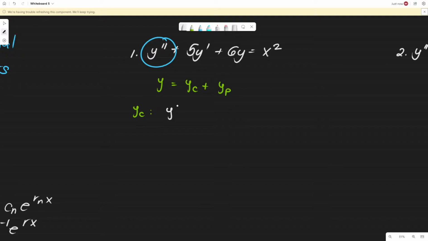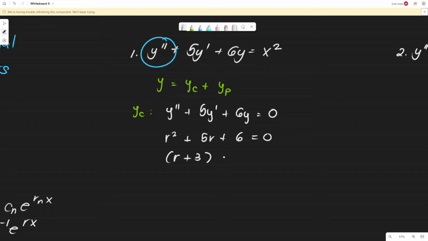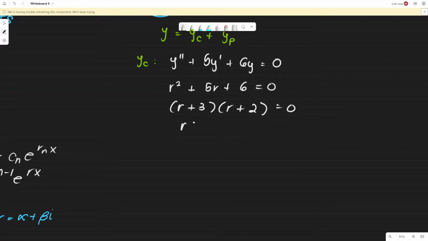So, we have here y double prime plus 5y prime plus 6y is equivalent to 0. I-equate lang natin sa 0 para maging homogeneous. Now, let's get the characteristic equation. So, we have r squared plus 5r plus 6 is equal to 0. So, what factors of 6 will give us the sum of 5? Of course, that is 3 plus 2. So, we have here (r plus 3)(r plus 2) is equal to 0. Okay, so we have two distinct roots.